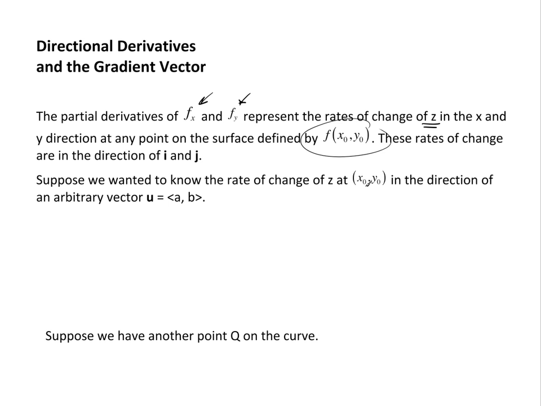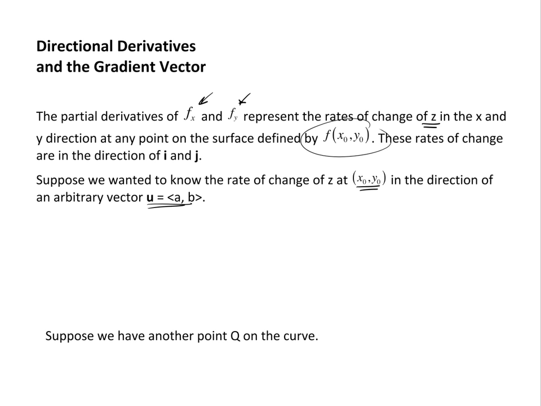So if I have some point x naught, y naught that defines a value of z, which is a value on the surface, then I may be more interested in some arbitrary vector u, which obviously is going to have its own direction and magnitude. We'll come back to this, but I'm going to represent u here as a unit vector.